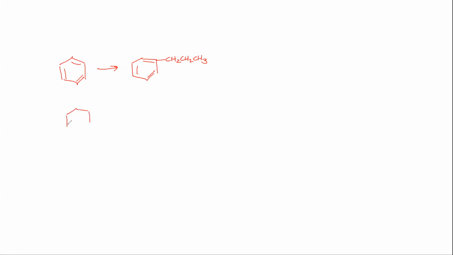Sometimes they had a nitro group on the ring. And when they went to add their alkyl group, their generic alkyl group, somehow that group got para instead of meta.